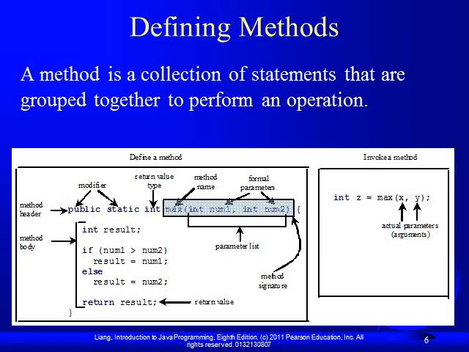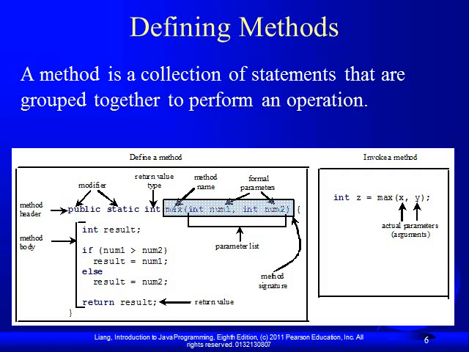Now, main is a special method in that the Java virtual machine looks for a main method in order to know where to start executing code. If you write a program without a main method, it is not executable.